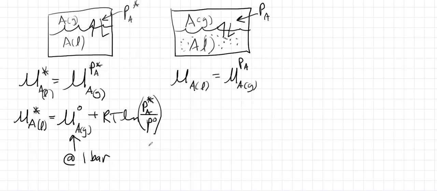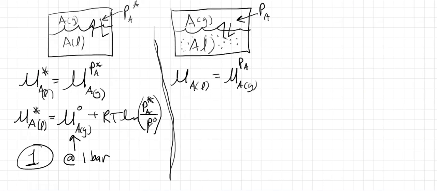is equal to the chemical potential at 1 bar plus this adjustment term that gets us from 1 bar to where we actually are. Let's put a little barrier in here between these two sides here. And let's call this equation 1.